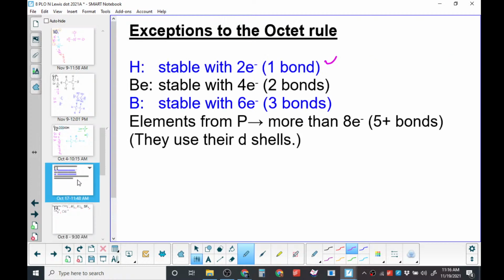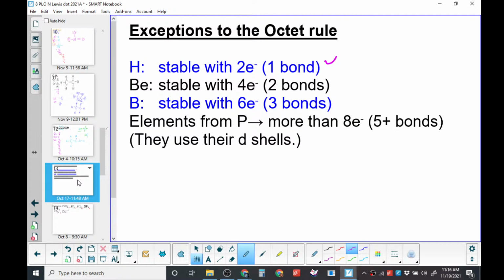Anyway, there were some hands up. Yes? Yeah, because it fills up its S shell. And it only needs 2 electrons. Sorry? Yeah, you just said the reason, because it fills up its shell. Because what shell is hydrogen in? S. And so once it fills up that shell with 2 electrons, it doesn't need another 6. It's done.